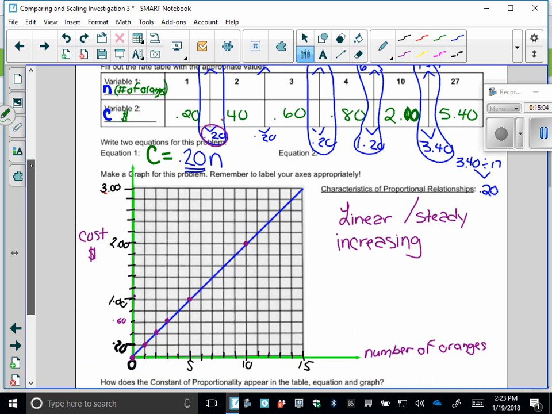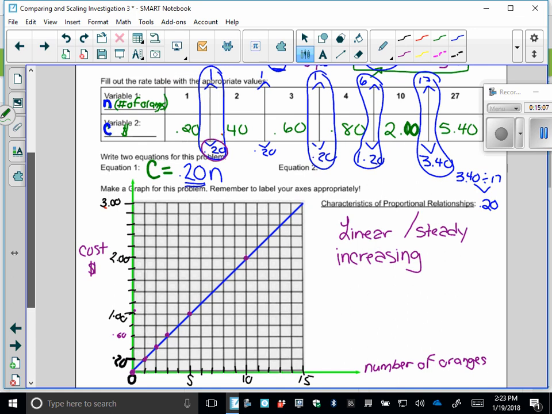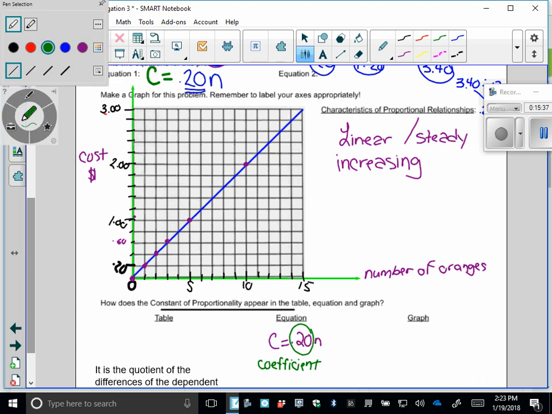In the table, the way I think of it is it's the difference of the dependent variable divided by the difference of the independent variable. If you take a difference here and divide it by that number, you get the constant of proportionality. Like these are $3.40 apart. If I divide it by 17, I get the constant of proportionality. That's kind of a lot of information, but the graph is much nicer to see. So I want you guys to start at 5 and go up $1. 20, 40, 60, 80, $1.